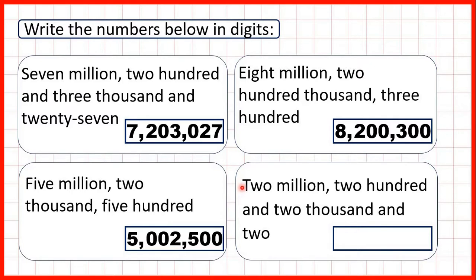Now 2,202,002. We have 2 million, so that's 2 and then a comma. Then we have 202,000, so that's 202 and then a comma. Then after the word thousand we have 2. But we need 3 digits after the thousands, so we need to write the number 2 using 3 digits, so that's 002 to show that the 2 is in our ones and we don't have any hundreds or tens.